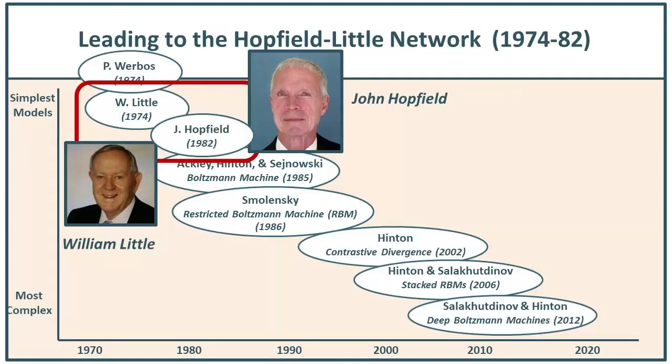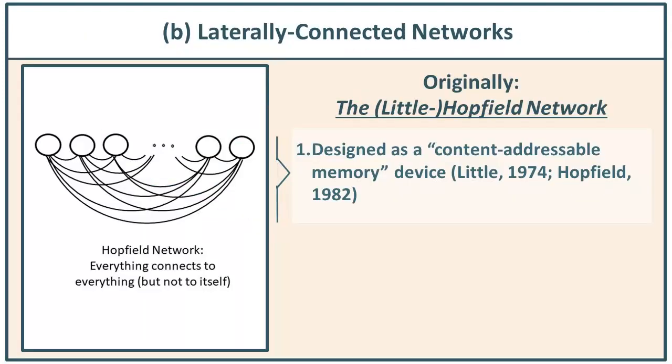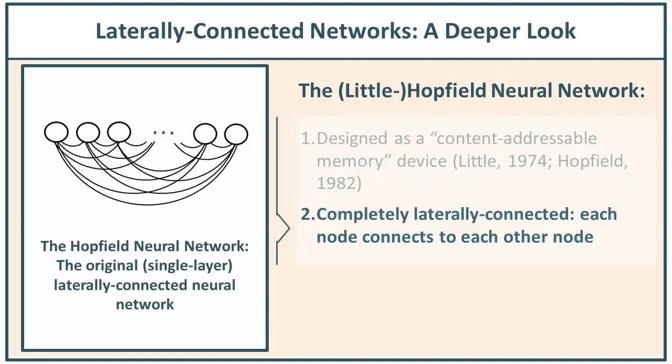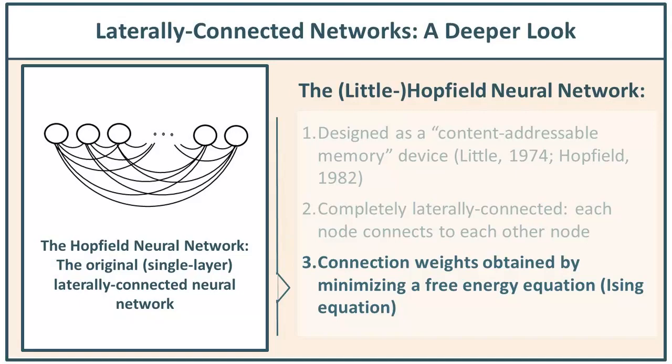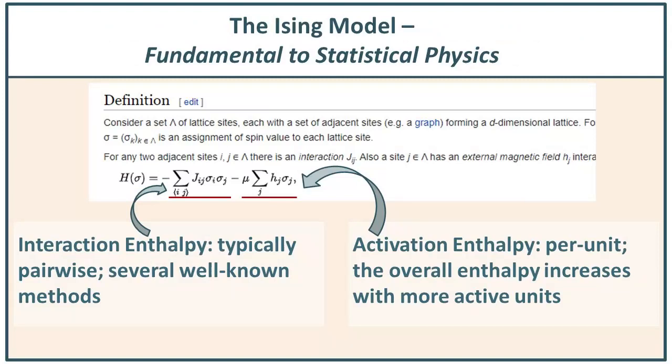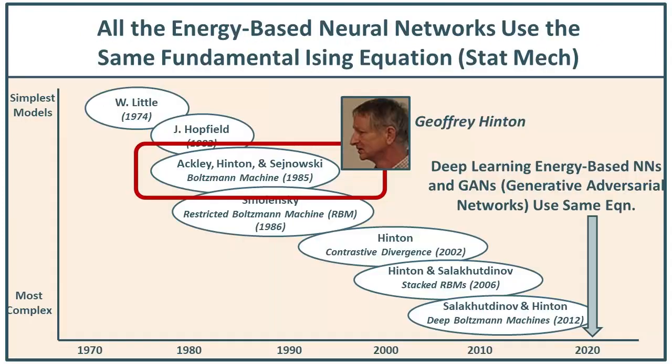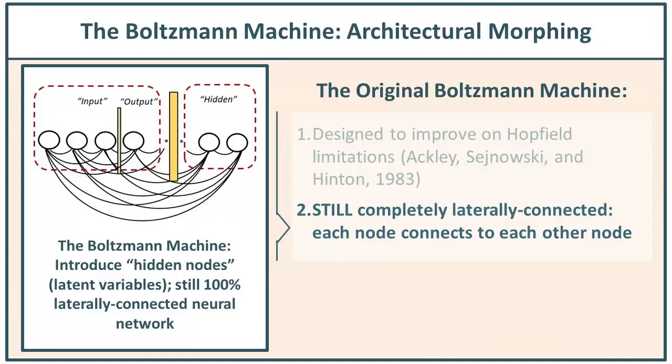The Hopfield neural network was designed to be a content-addressable memory device. It had relatively poor performance, which led to the Boltzmann machine later, but the important point now is not just that we have the lateral connectivity throughout, it's that the neural network achieved its connection weights through minimizing a free energy equation, the Ising equation. This is a big distinction between the Boltzmann machine and Hopfield neural network class and the Class A neural networks of multilayered perceptron types that achieve their connection weights through minimizing a summed squared error across the output nodes.